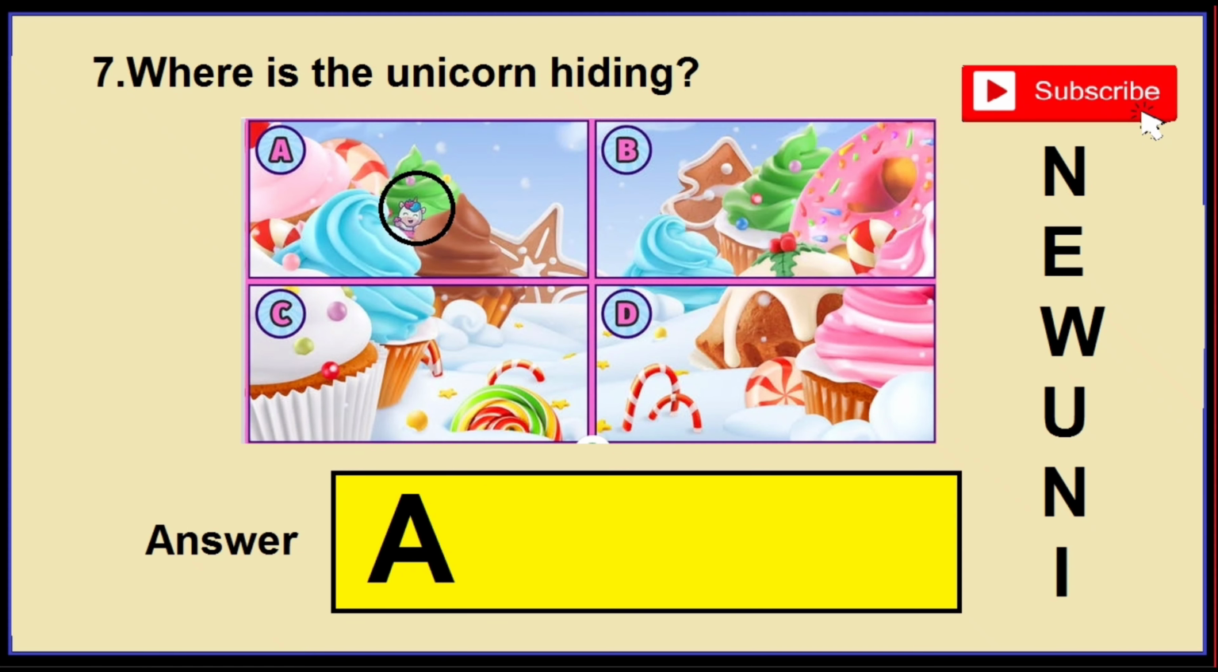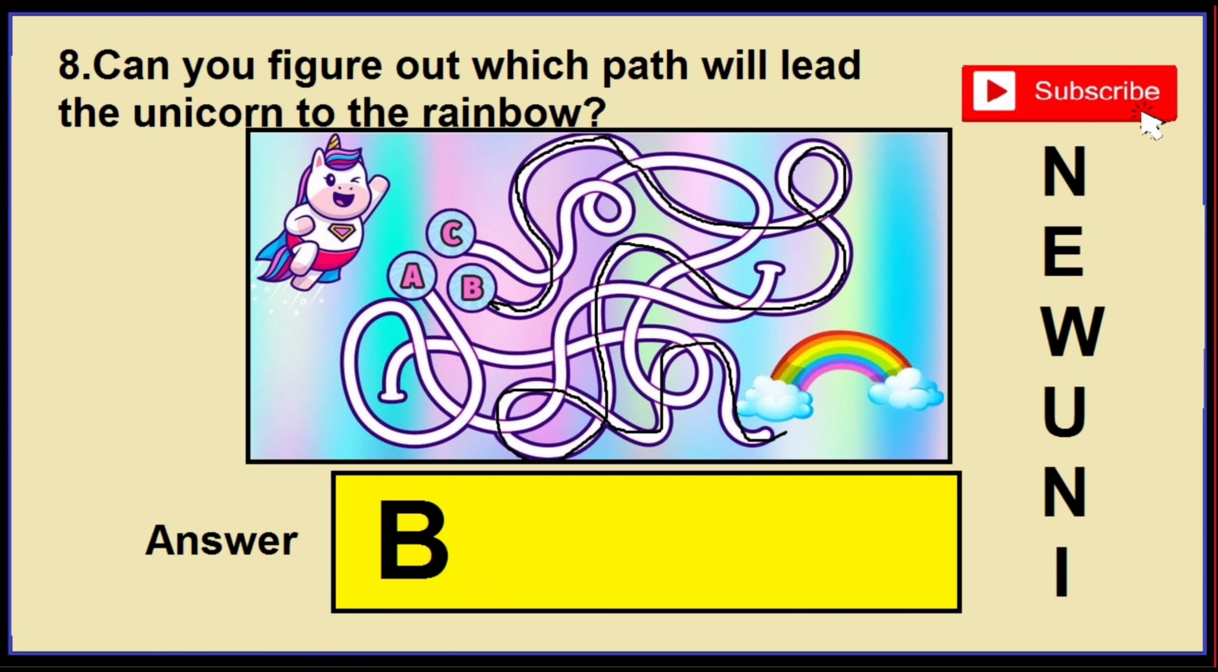Now for question number 7, you can see that the unicorn is in A and I have marked it with the black circle, so just click A for question number 7. Now for question number 8, you can see that B is connecting to the rainbow, so I have clicked B here. You just have to type or click B for question number 8.